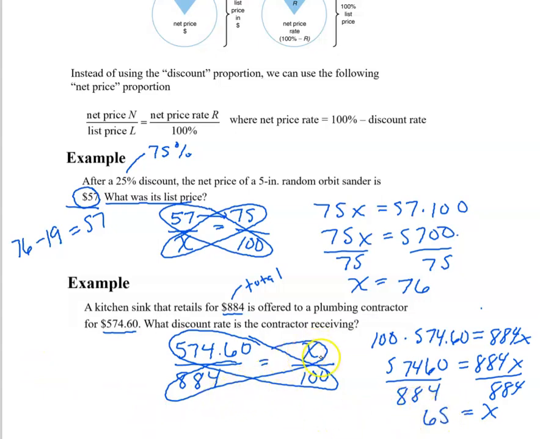Okay, now that is the part that we're having to pay. So we're saying that we have to pay 65%. So that's what we're paying. So the discount would be 100 minus 65, which would be 35% would be the discount.